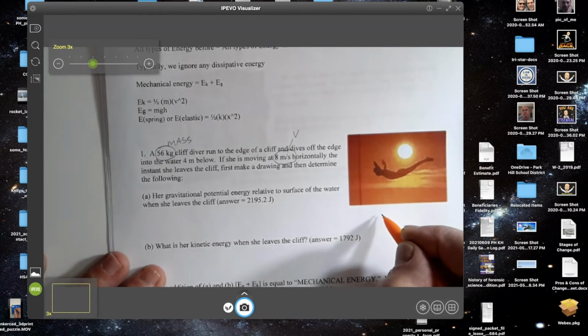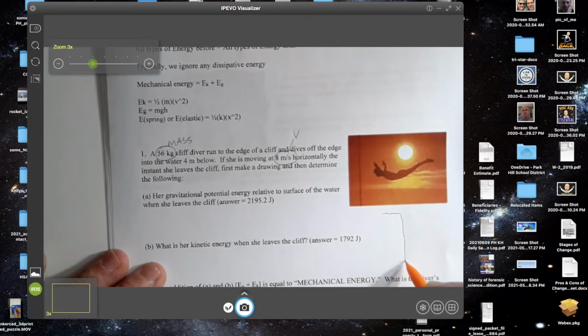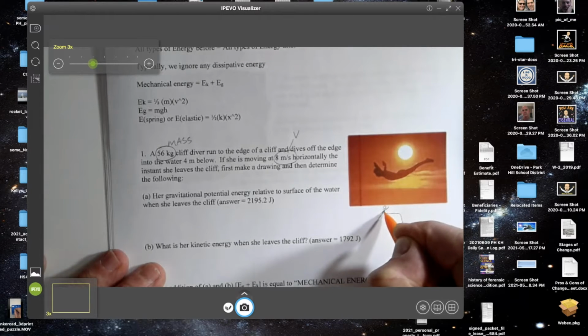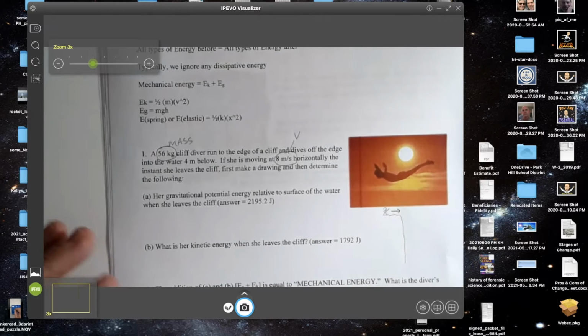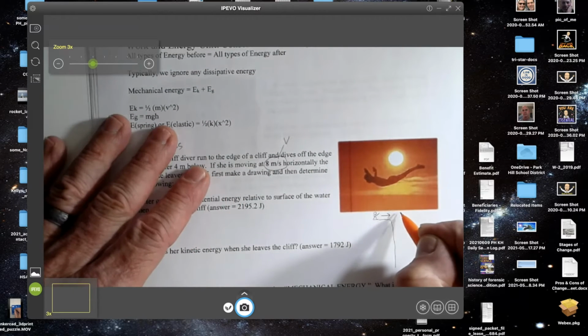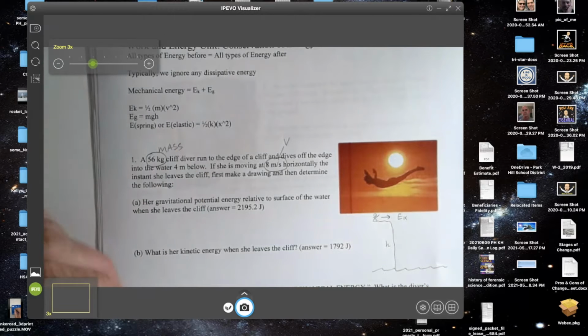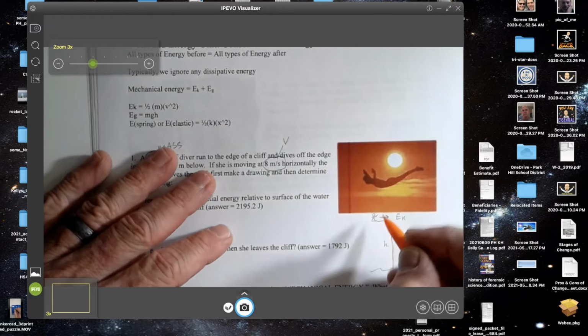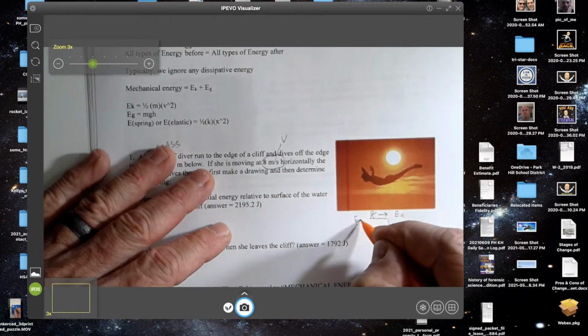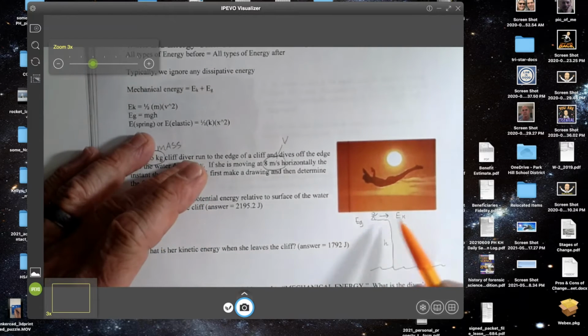Well, we've got this cliff diver, and we can just draw a cliff. The cliff diver is running, and so has kinetic energy, EK. But the cliff diver also is at a certain altitude or height above the water, and so also has an EG that's based on her position. So she's got both of these initially.